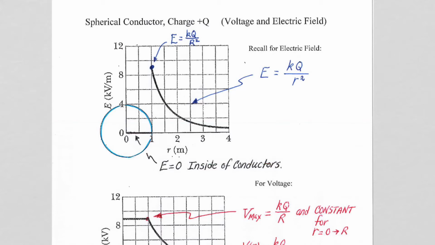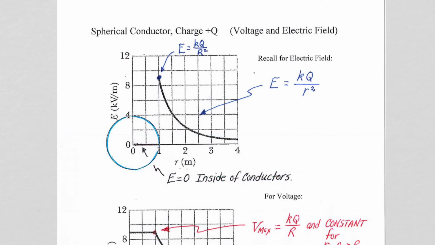We're now going to look at the spherical conductor again and put the electric field and the voltage graphs one on top of the other to take a look at the similarities and differences between them. So with the spherical conductor, just a metal ball, that's our blue metal ball that I have shown here, right? It has a radius of 1 meter, and the electric field is 0 inside of the conductor.